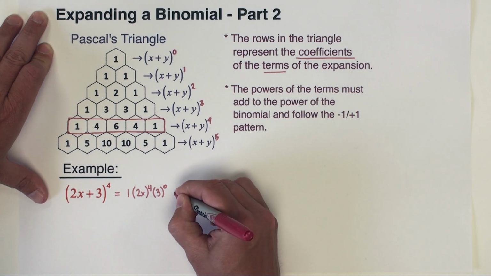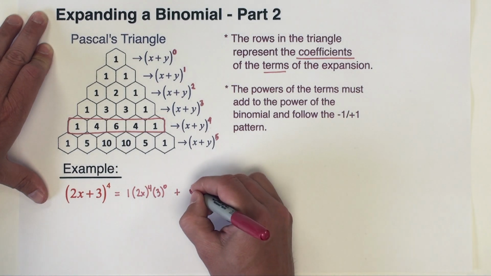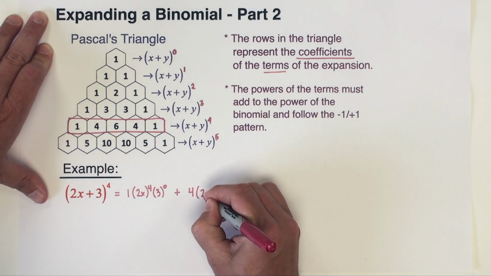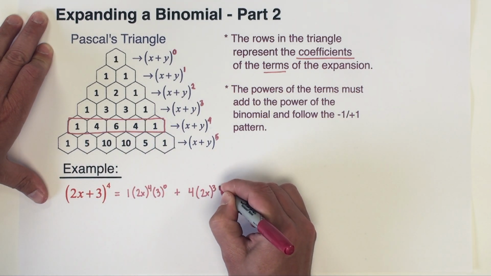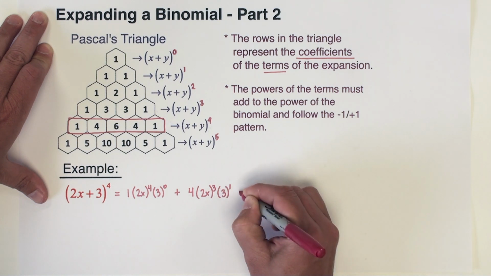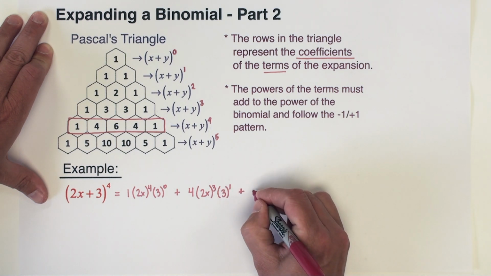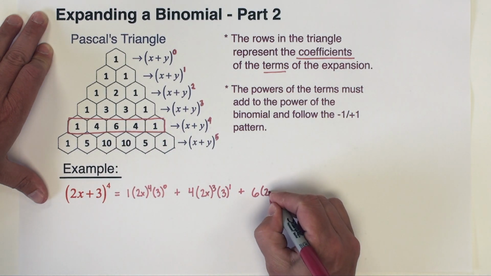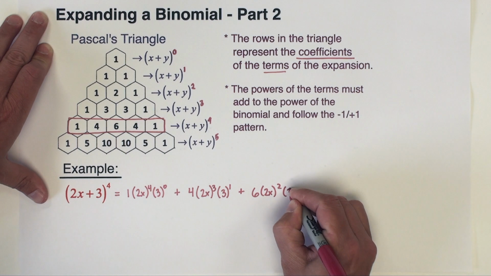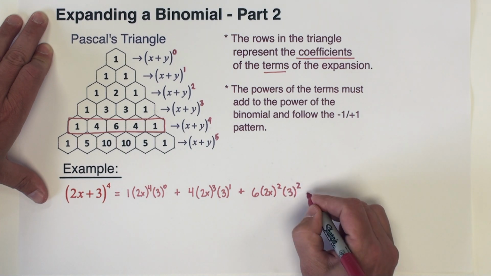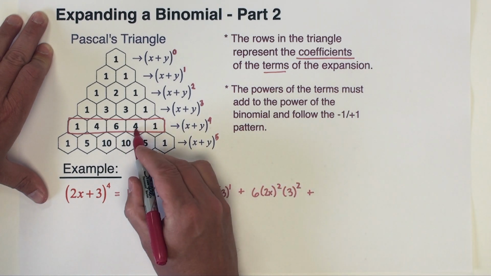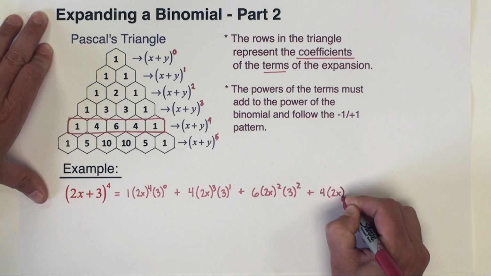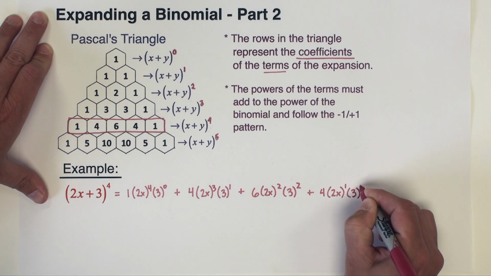Let's write the next term and we'll start to see how some of these patterns emerge. The next term is going to start with a 4 because there's a 4 there. I want 2x to the third, 3 to the first. Next term is going to start with 6 because that's the next number there. I want 2x squared, 3 squared. Next number is going to start with a 4. I want 2x to the first. I want 3 to the third.